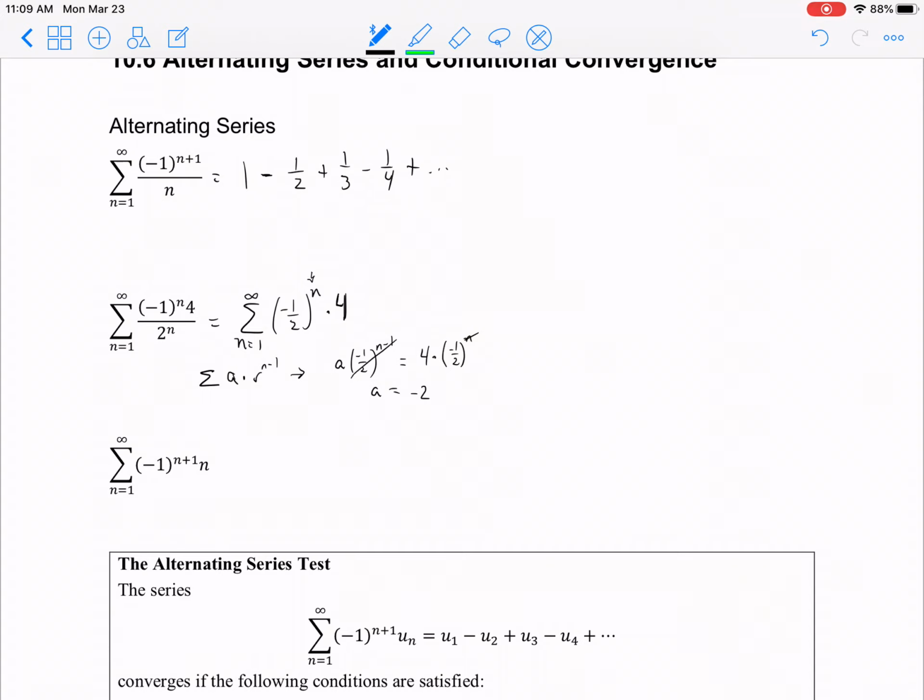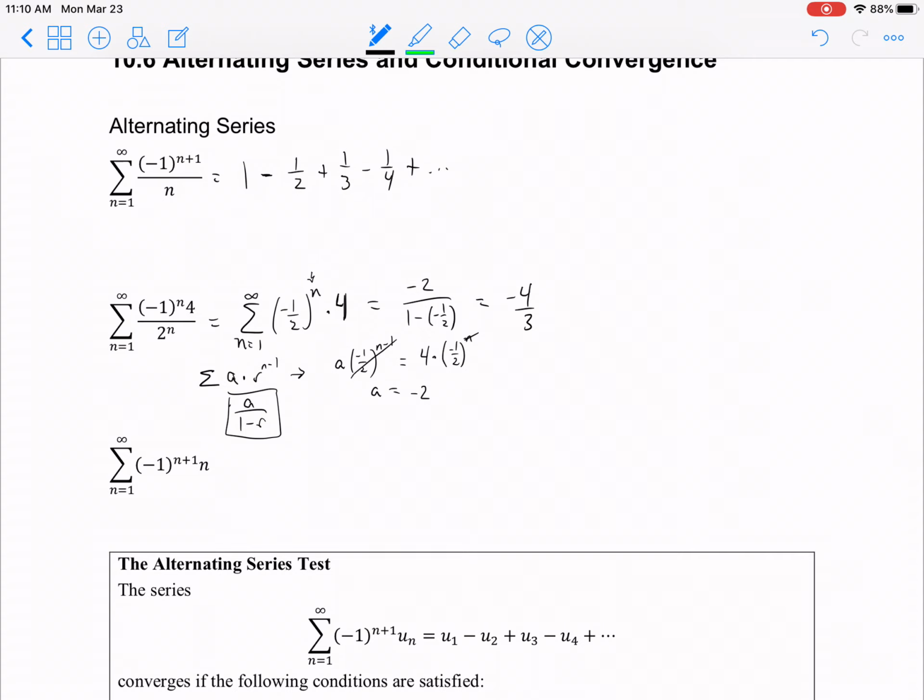So when we go to do this, because they converge, we use a over 1 minus r. And so we end up with negative 2 over 1 minus negative 1/2. And then that's going to equal ultimately negative 4/3. Okay, that's what that one's going to converge to.